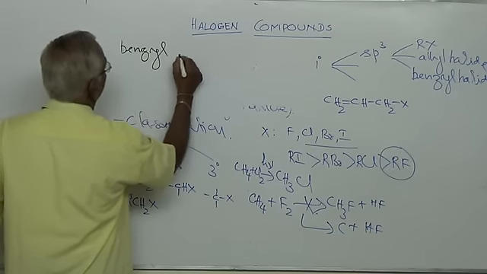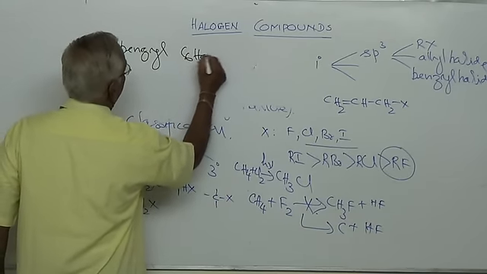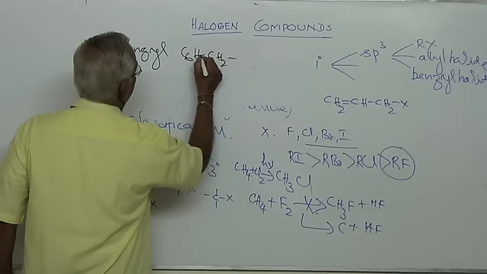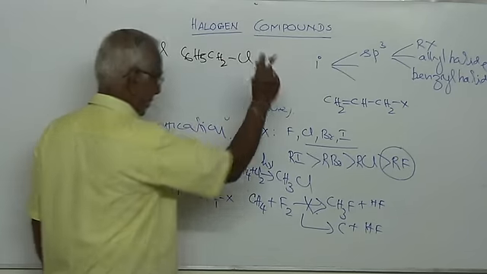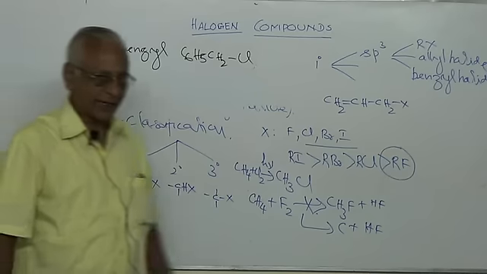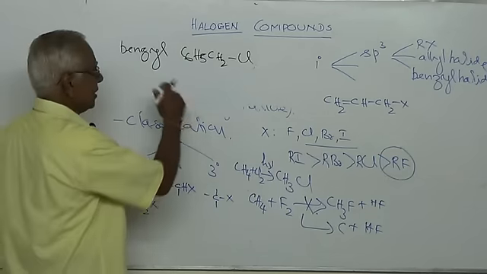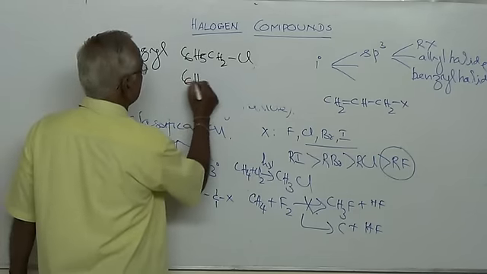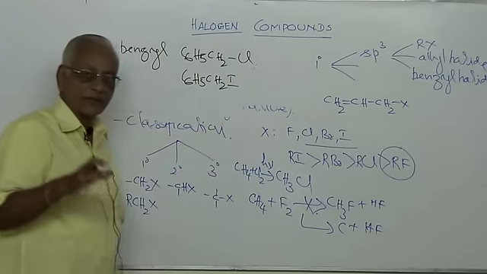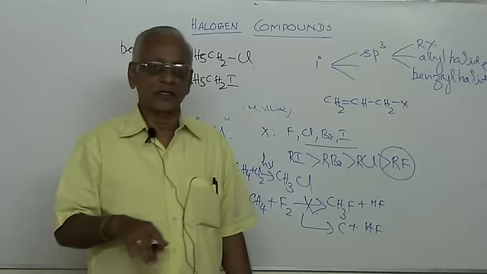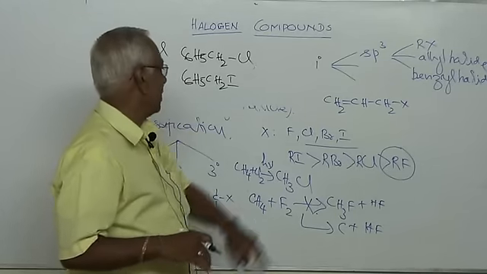Benzyl group is going to be C6H5CH2-. This is called the benzyl group. Supposing you put a chlorine here, benzyl chloride. Bromine here, benzyl bromide. In fact, benzyl fluoride, benzyl bromide, and benzyl iodide are themselves IUPAC names. So they are the IUPAC names of this.